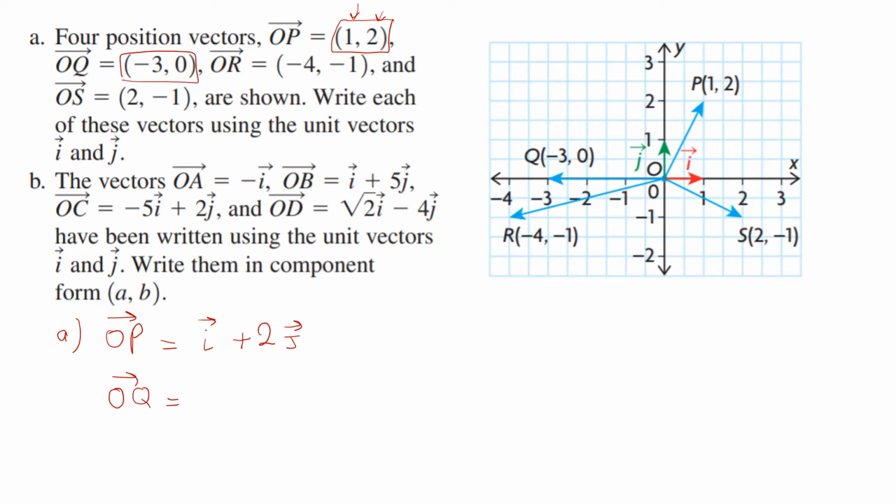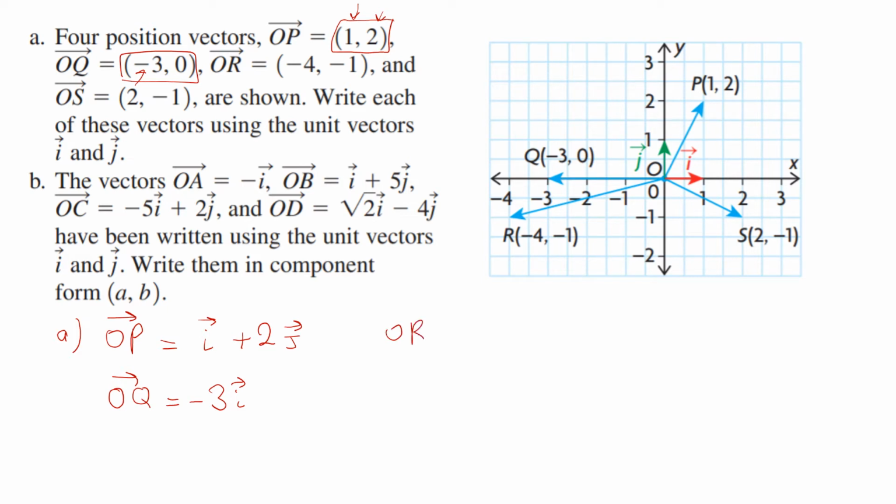Passing on to OQ, I have the coordinates -3 and 0. So for this, now I put the x component -3 and I put whatever the x represents, which is i, and then I do plus 0j, which you don't really need to write like before, it's just going to become 0.